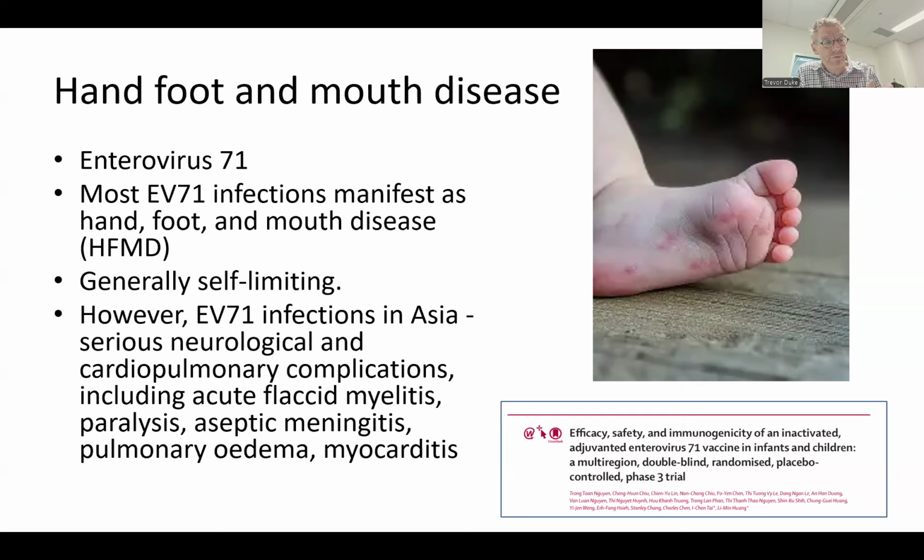But there are some populations that are more susceptible to more serious infections, especially among children in Asia, in China, in Vietnam, in Malaysia, Indonesia. There is a risk of getting serious neurological abnormalities, especially an encephalitis, a brainstem encephalitis, and also cardiac and pulmonary complications, pulmonary edema, myocarditis.